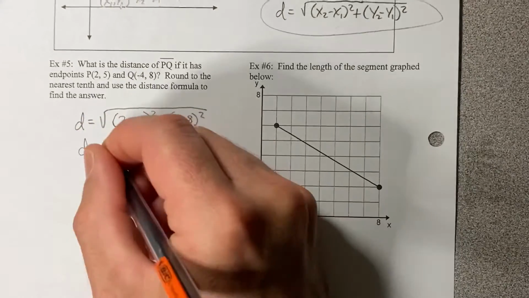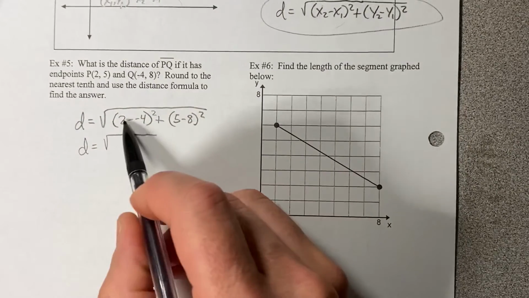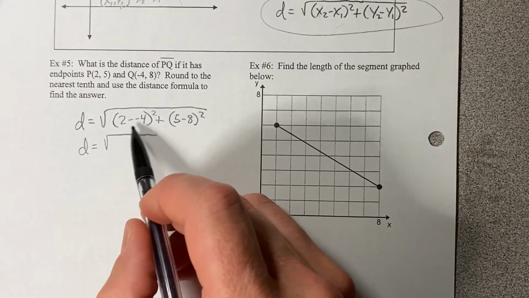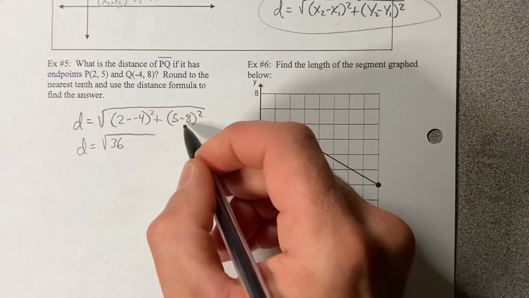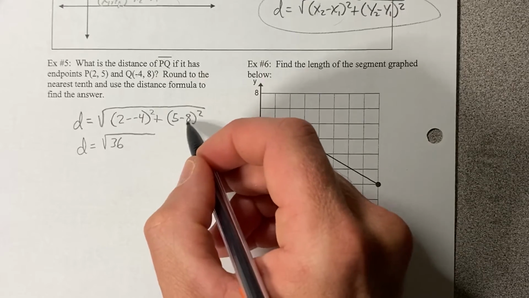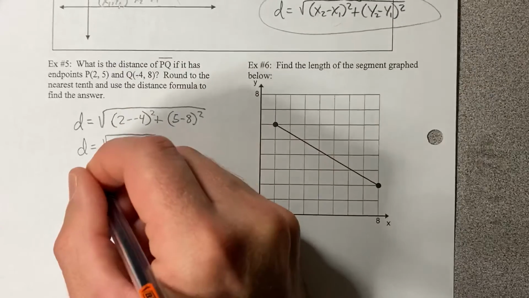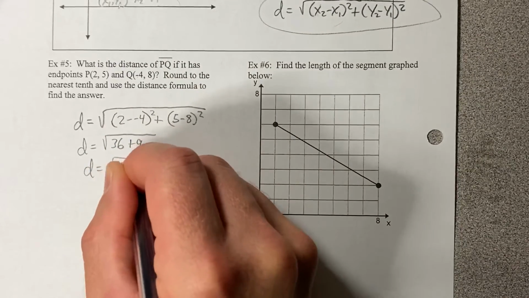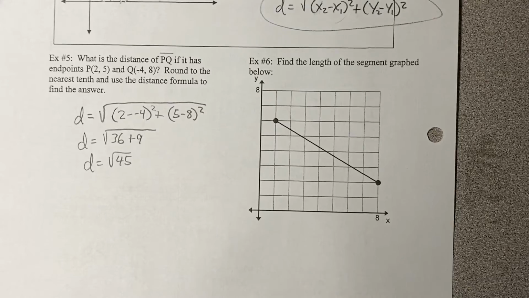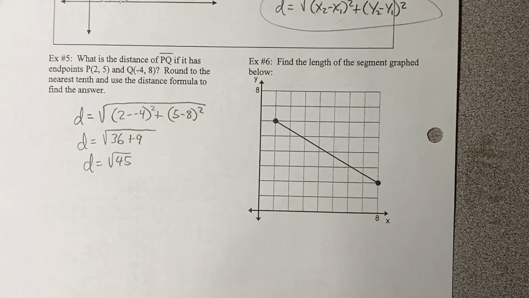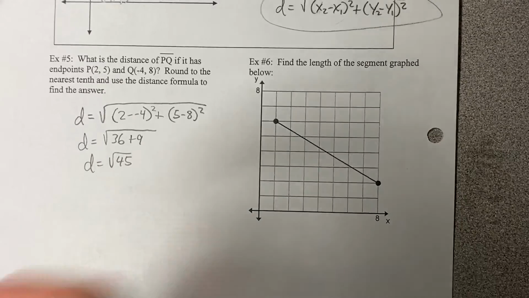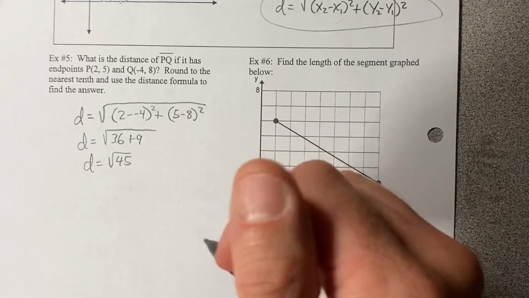And then just take your time with it. This will be 2 plus 4, which is 6. 6 squared is 36. This will be -3, but when you square it, you'll get 9. And what you'll get is the square root of 45. Later on, you're going to learn how to simplify that. You might have learned this. I think we just started getting to this when COVID hit last year. But anyway, you can simplify this down to 3 square root 5.